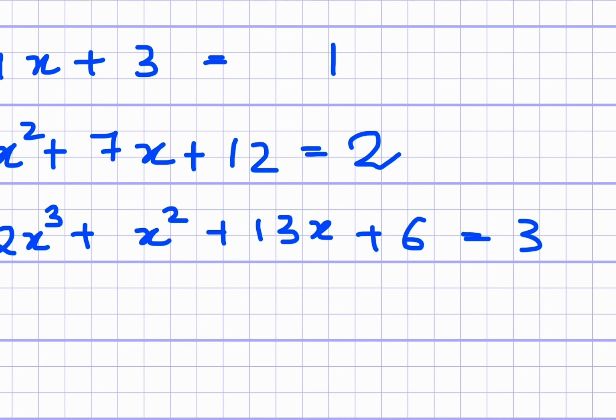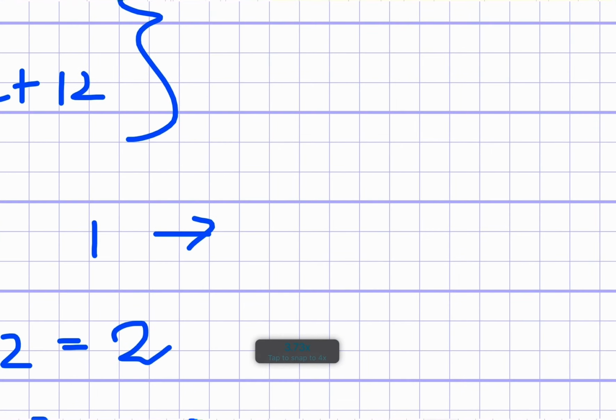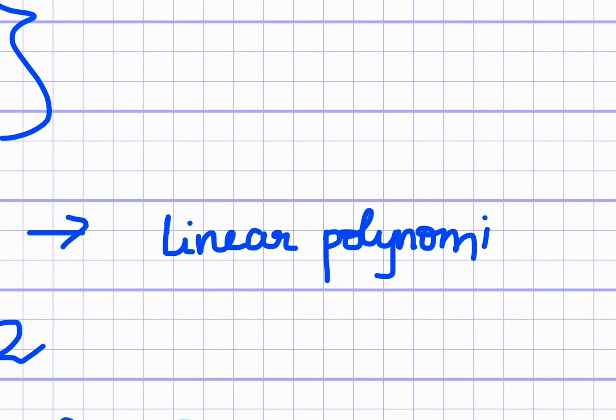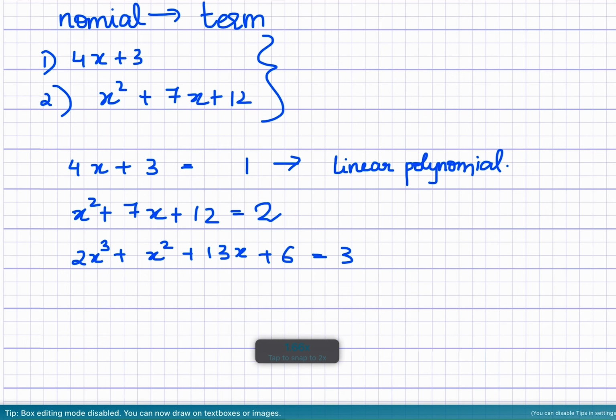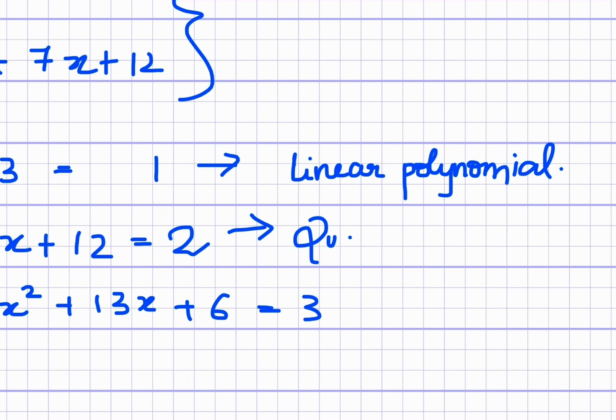Now according to this, we can say linear polynomial, quadratic polynomial, or cubic polynomial. The polynomial 4x plus 3 is a polynomial with a degree of 1. So this is called a linear polynomial. Now we have x square plus 7x plus 12. What is the degree of the polynomial here? It is 2. So when the degree of the polynomial is 2, it is called a quadratic polynomial.